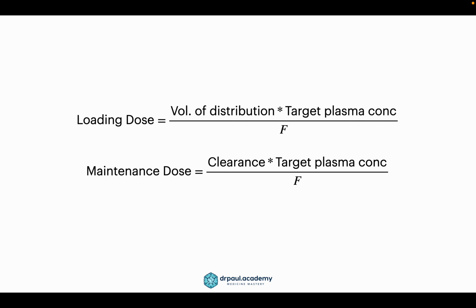So in conclusion, we have the loading dose, which is volume of distribution times the target plasma concentration, and the maintenance dose, which is clearance times the target plasma concentration. So please pay attention here. The loading dose is proportional to the volume of distribution, whereas the maintenance dose is proportional to the clearance of the drug.